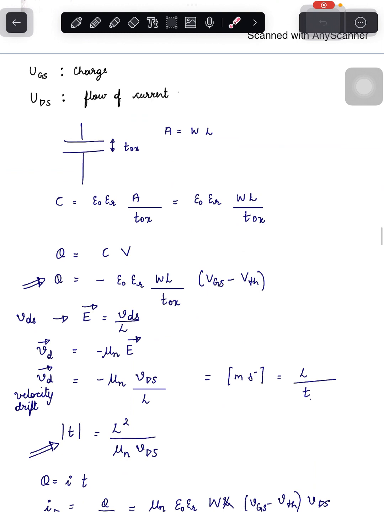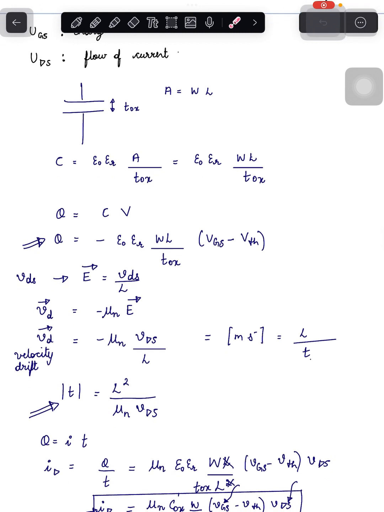We know Q equals C into V. Therefore, Q, that is the charges, equals, substituting C in this equation, we get this, and the voltage applied is VGS minus VTH. So now we have the charges in the channel formed because of the gate to source voltage.